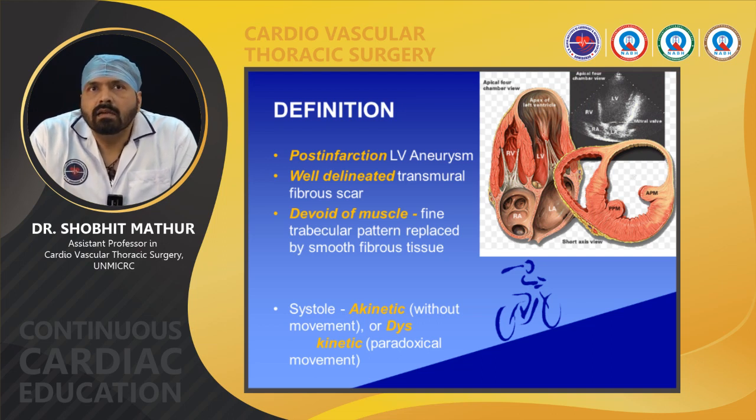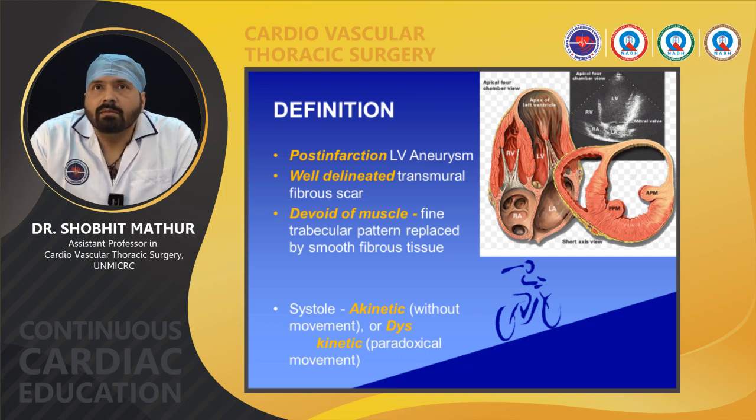What is a fibrous scar? It is totally devoid of muscle tissue. Fine trabecular pattern is replaced by smooth fibrous tissue. In systole, the movement of this portion of the LV wall is either akinetic, that it doesn't move at all, or it is dyskinetic, that means it is showing paradoxical movement.